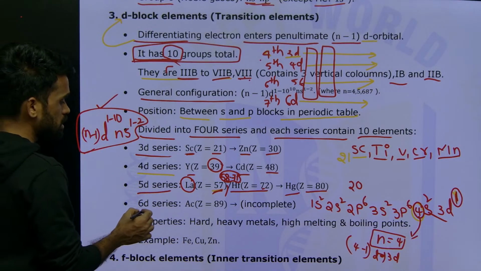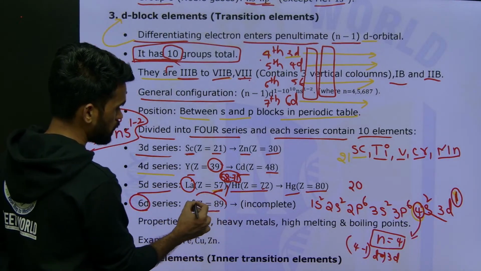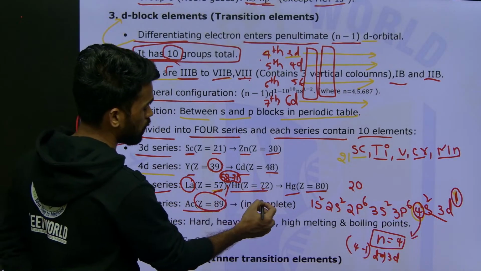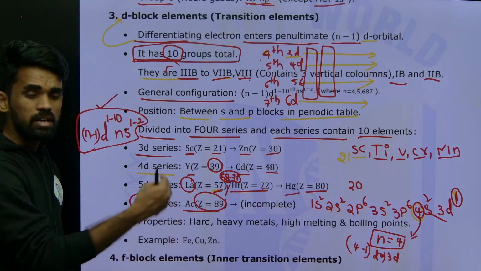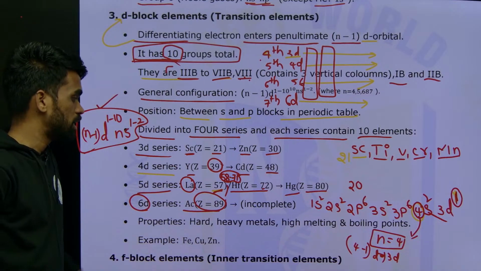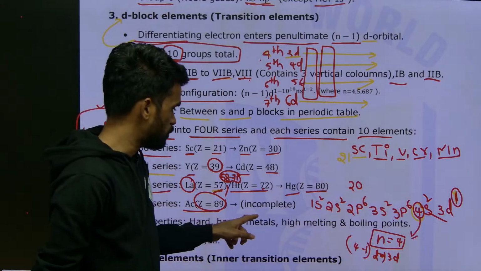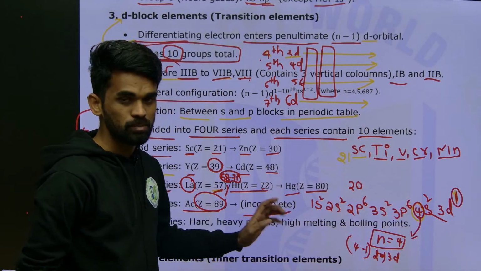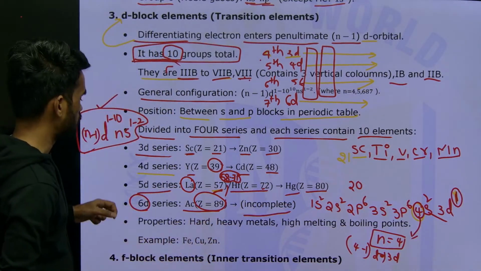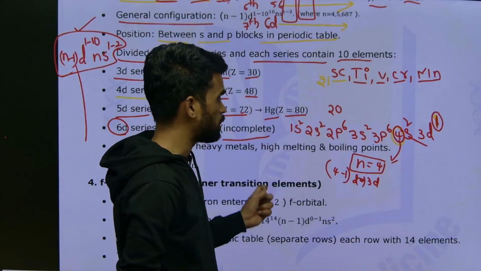Then the next is the 6D series, starting with actinium, atomic number 89. After that we have actinides, and after actinides again we have our d block elements. In your NCERT book, this is mentioned as incomplete. But as of now we have all 118 elements in the periodic table.